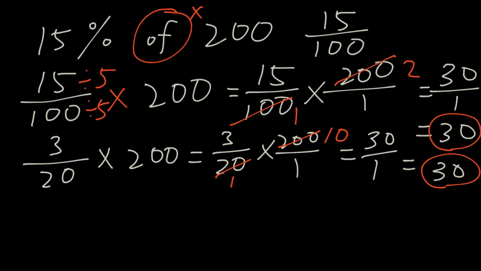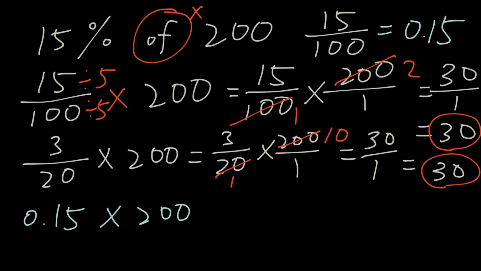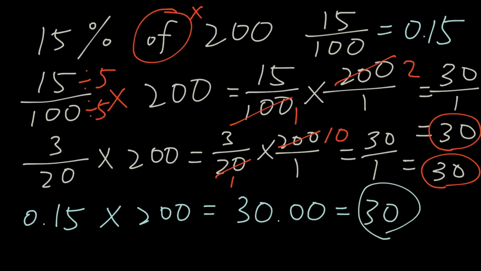Now let's change the fraction to decimal. So in this case, 15 over 100 equals 0.15. So 0.15 times 200 equals, and with the calculator, 30.00, which equals 30. So in all three methods, the answer comes out to be 30.